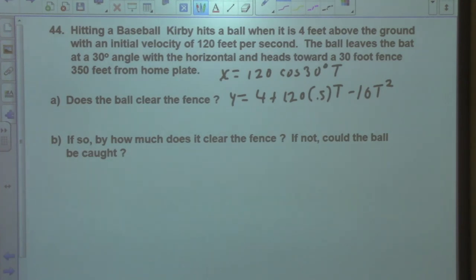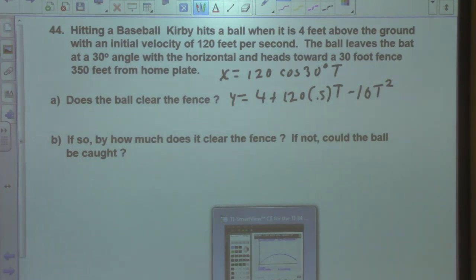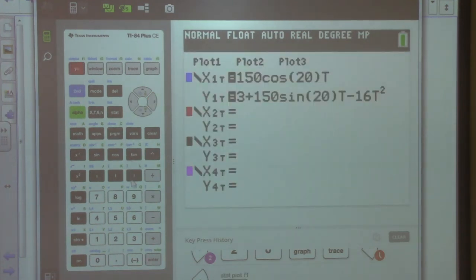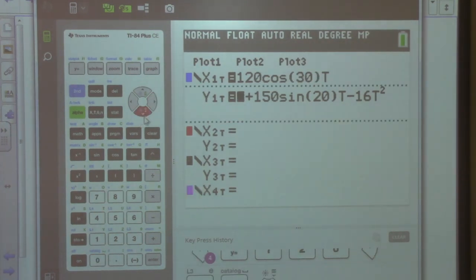So let's go ahead and tell me, did you already put this in the window, Elizabeth? Yeah. You did? Okay. So let me go ahead and I'll enter it here, 120 cosine 30. And over here was it 4? Yeah. Plus 120 sine 30, minus 16t squared. So we have that.